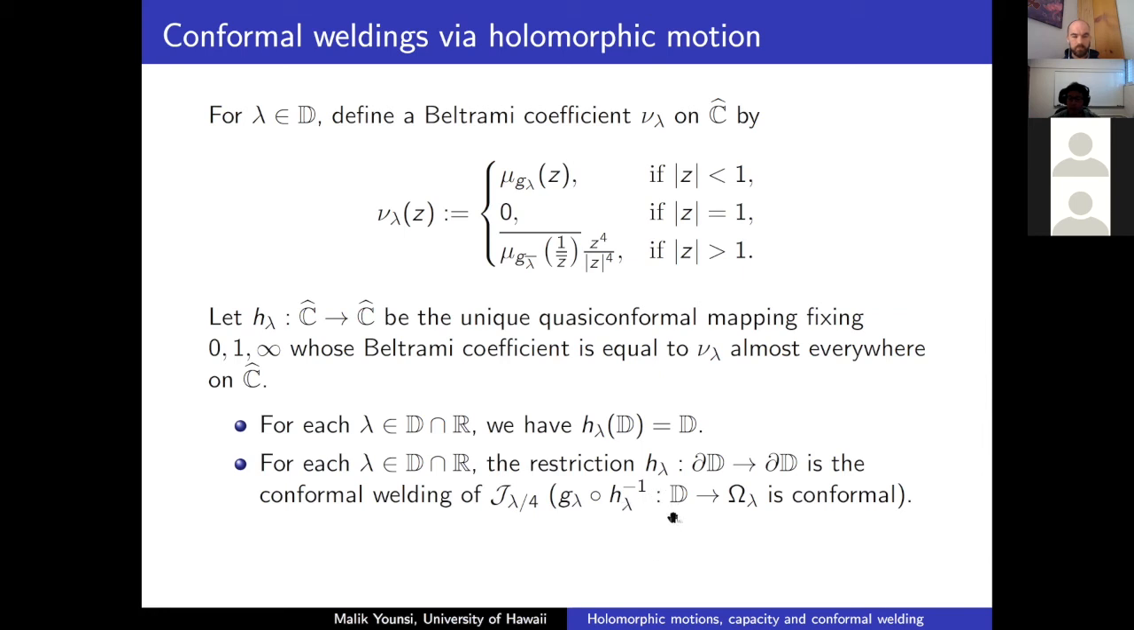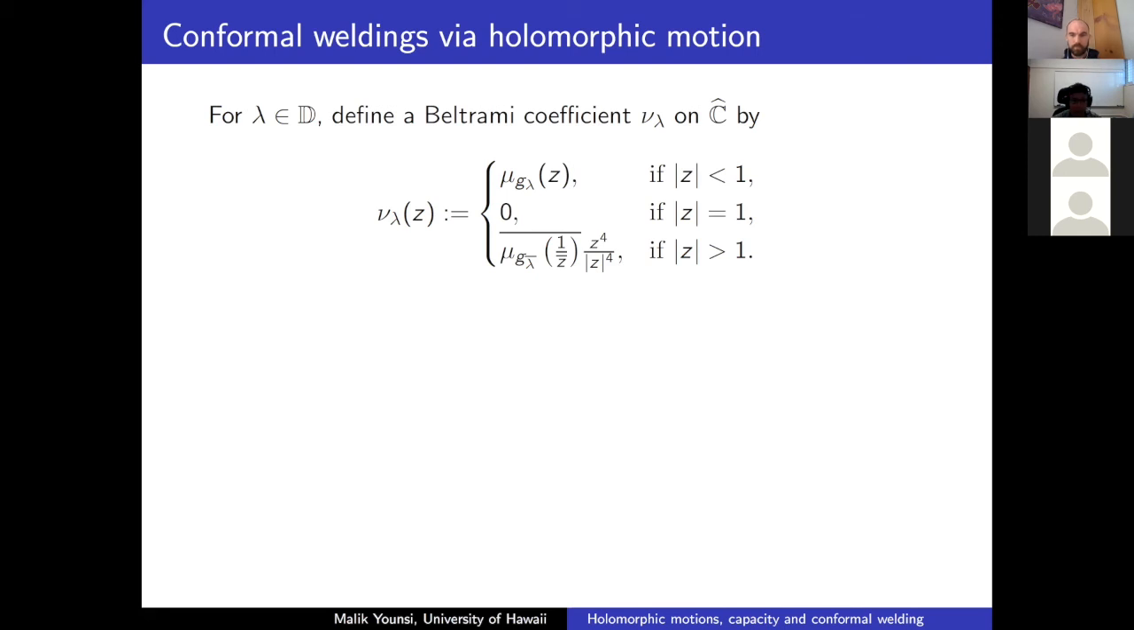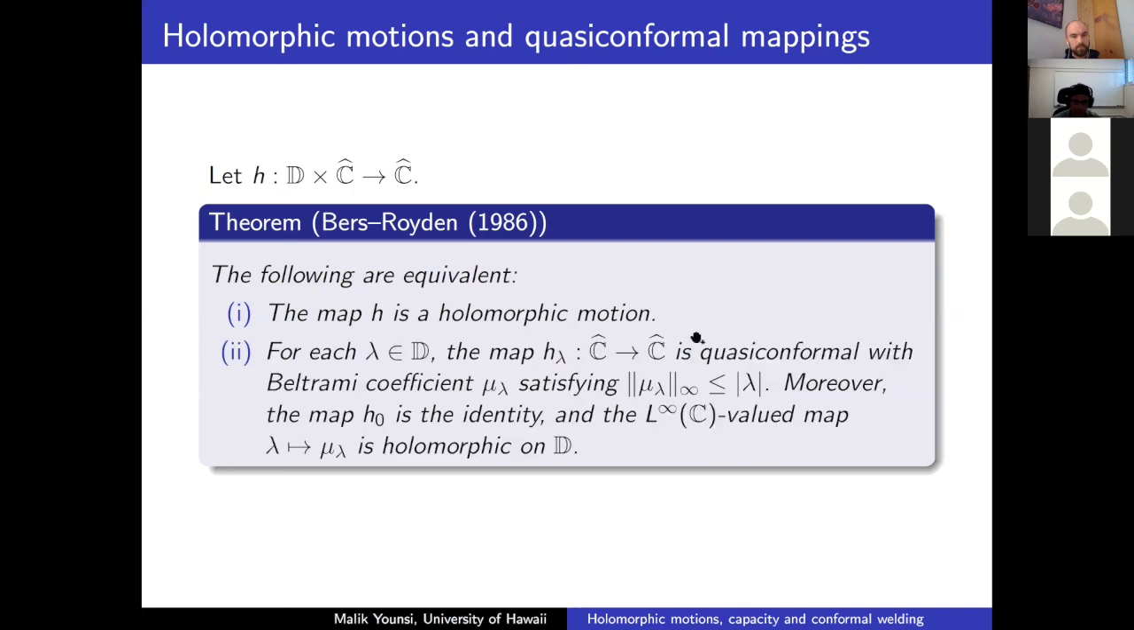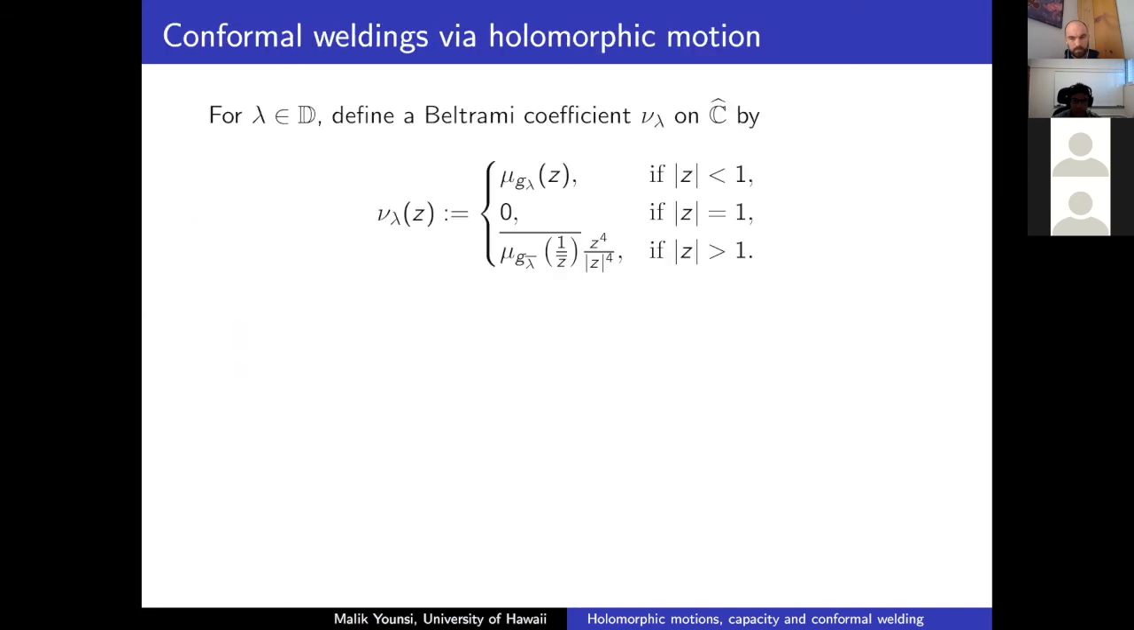And H lambda maps the disk onto itself. So when you apply H lambda inverse to the disk, you get the disk. And when you apply G lambda to the disk, you get the interior of the quasicircle Julia set. So G lambda maps the exterior of the disk to the exterior of the Julia set. So it has to map the interior of the disk to the interior of the Julia set. And then finally, these maps H lambda are part of a holomorphic motion. And that follows from the converse statement in the Böttcher-Royden theorem. So if you look at the Böttcher-Royden theorem, all these conditions are satisfied for the maps H lambda, so we do get a holomorphic motion.